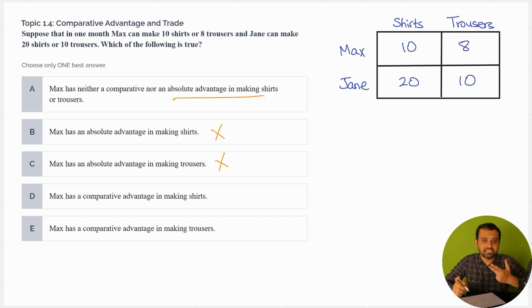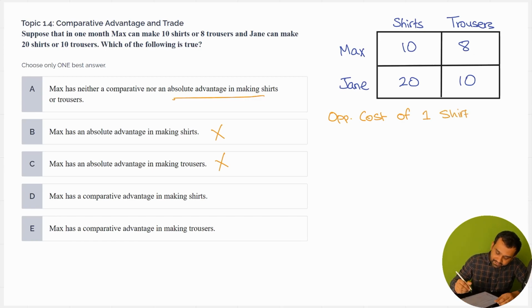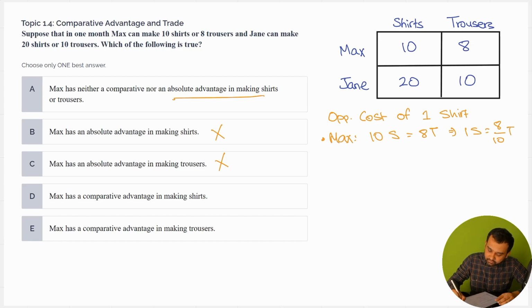To do that, we can pick any good. So let's figure out who has comparative advantage in shirts. To do that, the first step is find the opportunity cost of producing one shirt for both Max and Jane. So for Max, when Max produces 10 shirts, he gives up the chance to produce 8 trousers. That means to produce one shirt, he gives up the chance to produce 8 over 10 trousers, or 0.8 trousers.